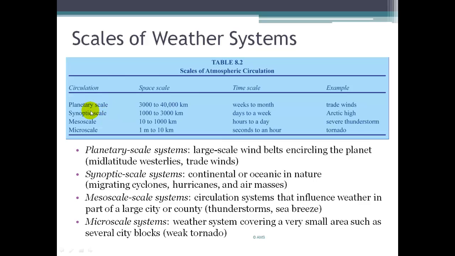And then the largest scale is the whole planet, a planetary scale system. These would be large-scale wind belts that encircle the planet, like westerlies or trade winds. They encompass thousands of kilometers of distance, and they last for weeks up to a month. And we'll talk about these various circulation patterns in the next chapter.